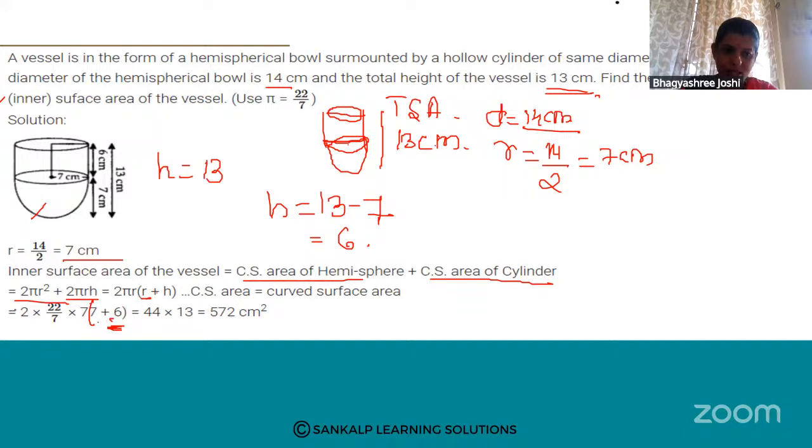7 plus 6. So 22 into, here 7 and 7 will get cancelled. 22 into 2 is 44, and 7 plus 6 is 13. 44 into 13 is 572 centimeters square. This is the answer. Okay, 572 centimeters square.